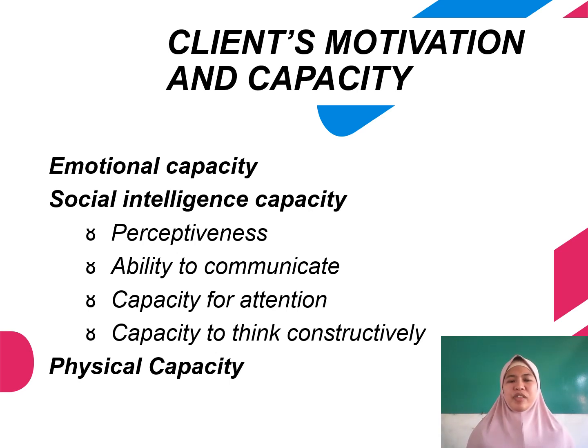No, we have perceptiveness, ability to communicate. It's a capacity because not all people are being endowed with proper ability to communicate with other people. No? Our capacity for attention and to think constructively. Okay, so that's social intelligence capacity. And lastly, physical capacity is our biological capacity. Our capacity to move, our capacity to walk in order for us to go to one place or the other to solve the problem.